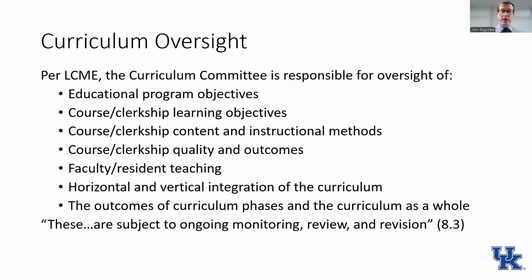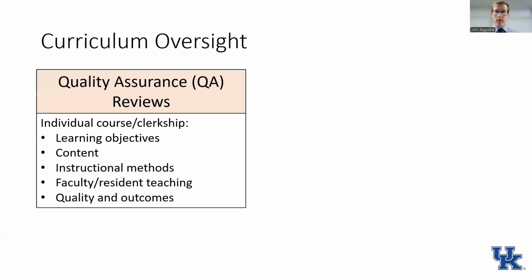And not just oversight, but the curriculum committee has to have ongoing monitoring, review, and revision. So an ongoing process to do that. How does that happen? Well, we have two big ways. One that you may be familiar with is our QA, or quality assurance, reviews. That's where all of the different aspects of the course or clerkship are reviewed.